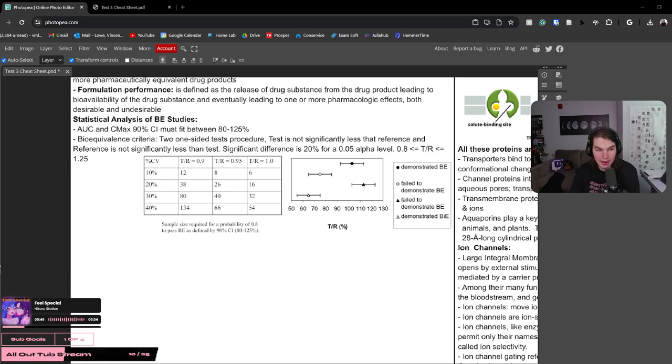Let me see. We got that now. Origin of brief bio. So ABE is abbreviated bioequivalence. That makes sense. You do model-informed drug development, or MIDD, for abbreviated bioequivalence. Oh, that's all part one. Okay, now we need part two.